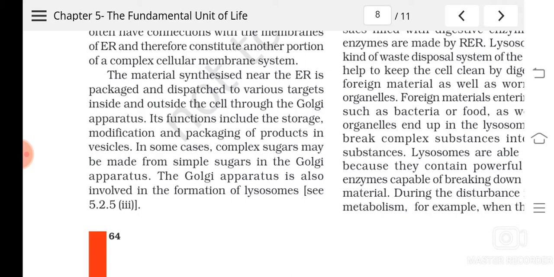So these are the various functions of the Golgi apparatus. Don't get confused with the functions of ER and Golgi apparatus. Actually, the Golgi apparatus is seen near the ER and helps in the packaging, storage and modification of materials produced by the ER. Then it helps in the formation of complex sugars from simple sugars and also in the formation of lysosomes. Clear? They help in the packaging and dispatching of materials inside the cell or to the outside. Is it clear?